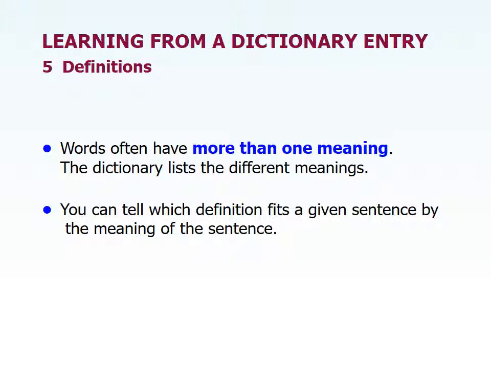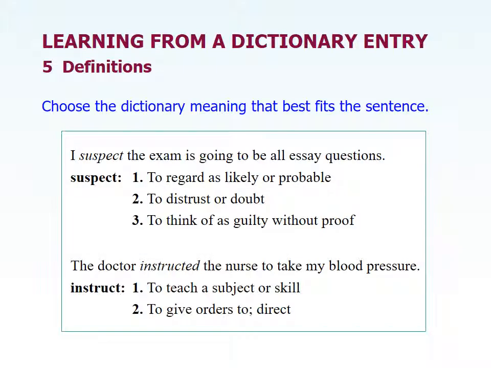The second to last thing is you're going to have the definition. And as we said before, there'll often be more than one definition, even more than one definition for the same part of speech. So if we look at this sentence, I suspect the exam is going to be all essay questions. What definition makes the most sense? To regard as likely or probable, to distrust or doubt, to think of as guilty without proof? Well, in this case, the thing that makes the most sense is the first definition. So we can look at these definitions and figure out which one makes the most sense. If the first one doesn't make sense, then we should go on to the second and the third and so on.